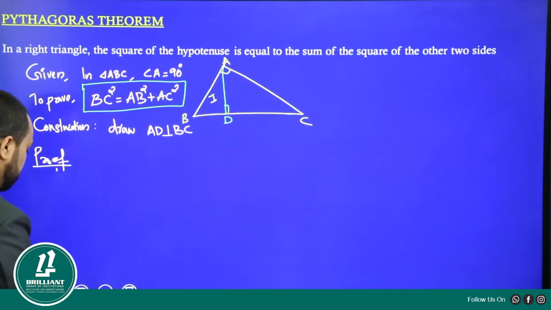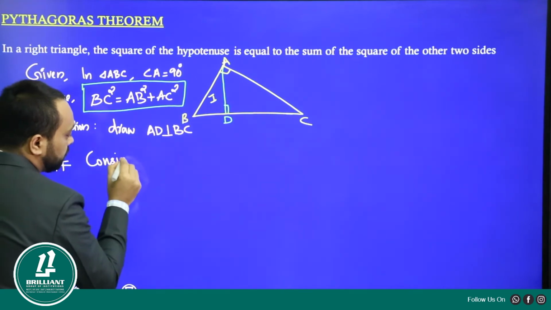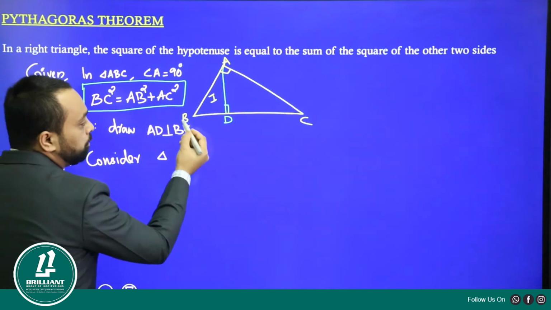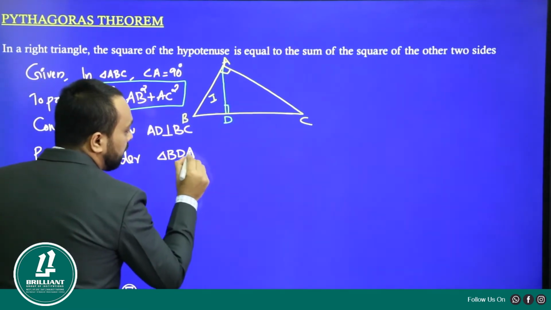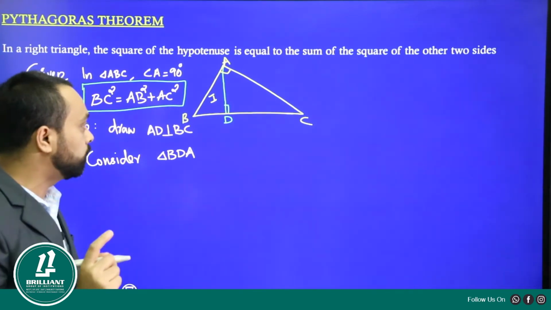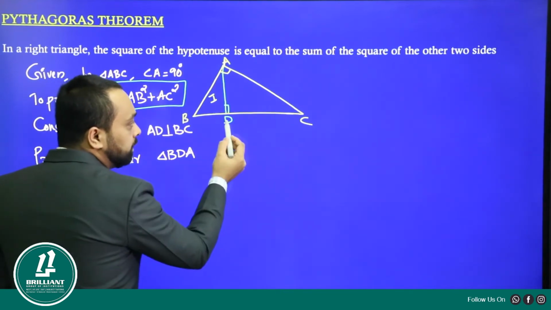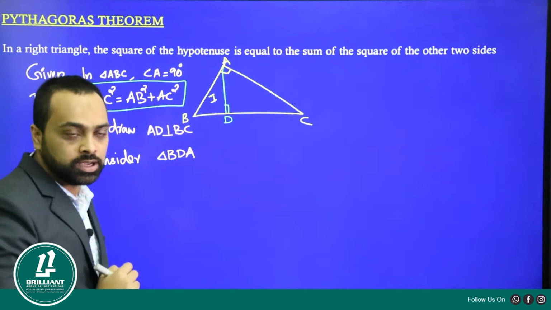Let's see the triangles. Consider triangle BDA. I am starting with B. This is my first triangle. Remember what order I took? Starting with vertex B, through the 90 degree vertex, and ending with A. That is the first triangle I selected.